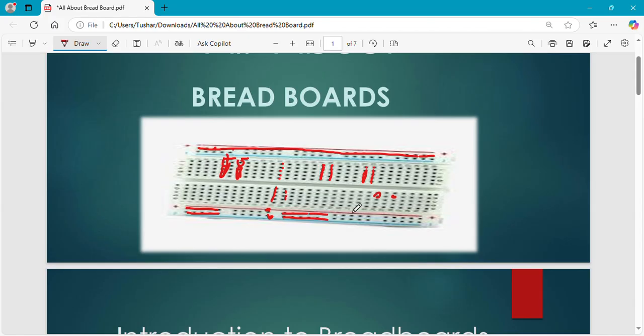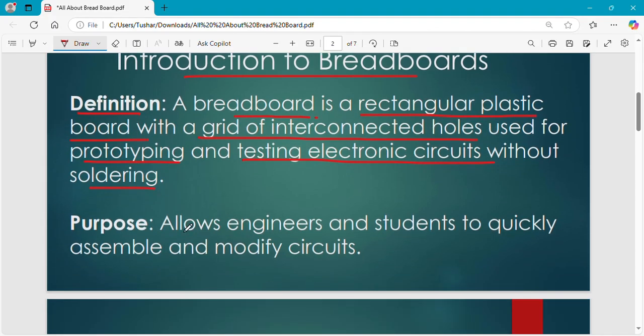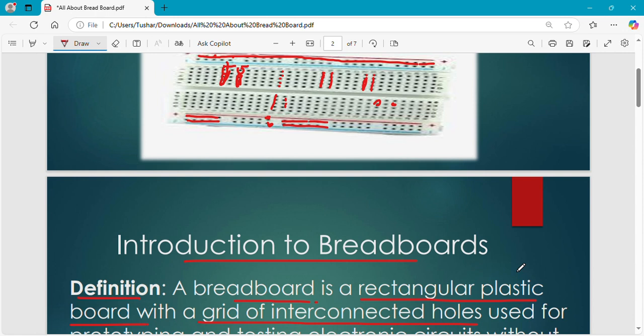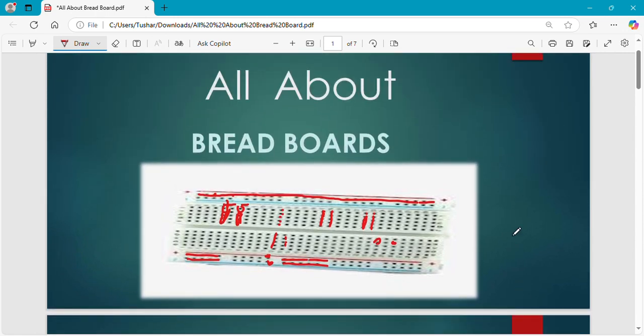So a breadboard is very cheap and also very reusable. We don't need to connect the wires with each other, so we can use it very easily. Now, if we talk about the purpose, it allows engineers and students to quickly assemble and modify circuits. As I have already told you, we don't need any soldering or any connections of two wires. We can connect the LED easily.